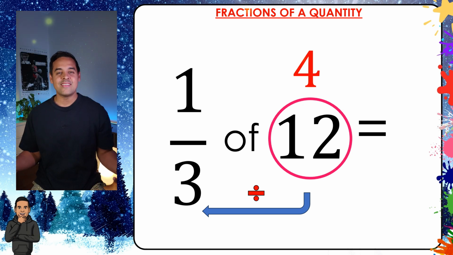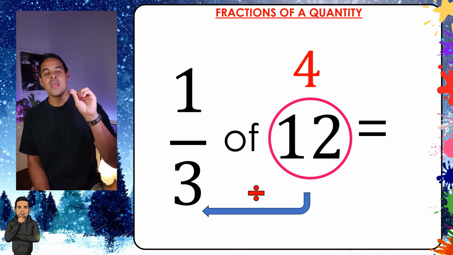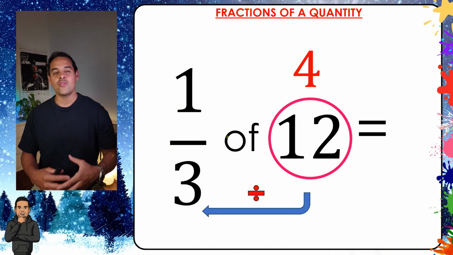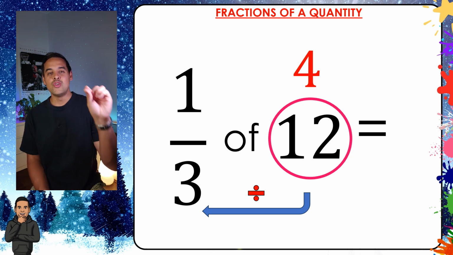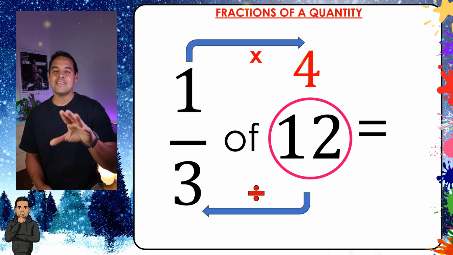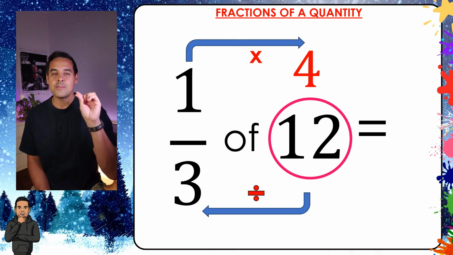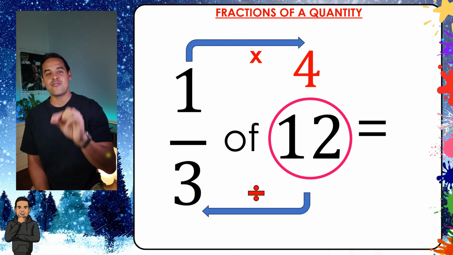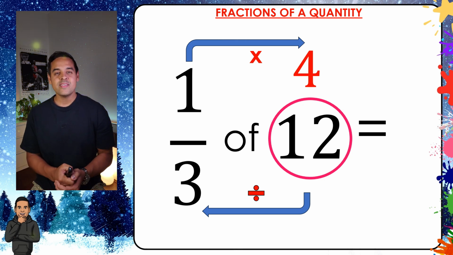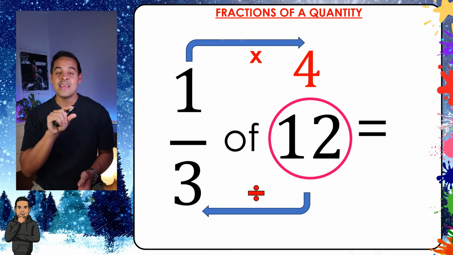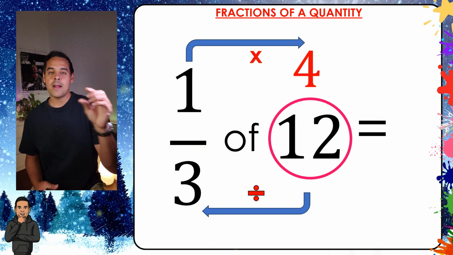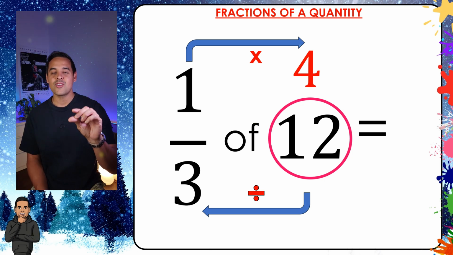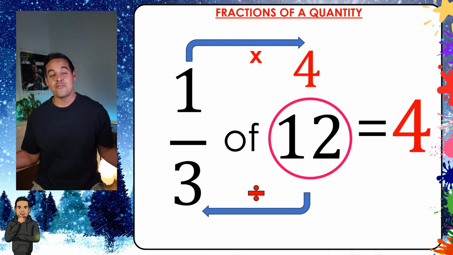Now the reason we do that is we are going to use that now. So the next step we need to do to solve this type of question is multiply our numerator by the answer to our previous question. So we are multiplying 1 by 4. Remember, the first step is we're dividing our whole number by the denominator. Then we are multiplying our numerator by that answer. So in this case, 1 times 4. That answer is going to be 4, and that is how you solve this type of question.